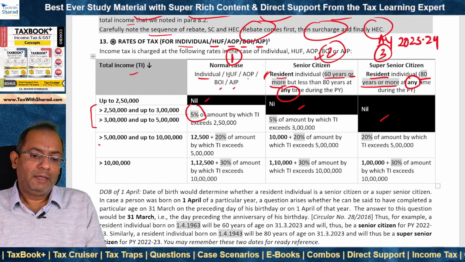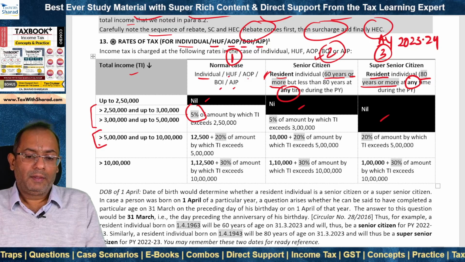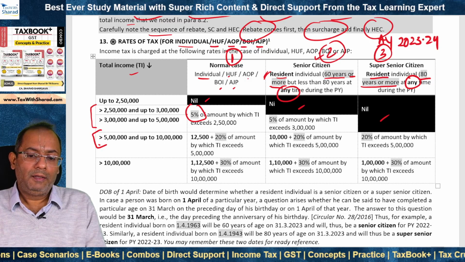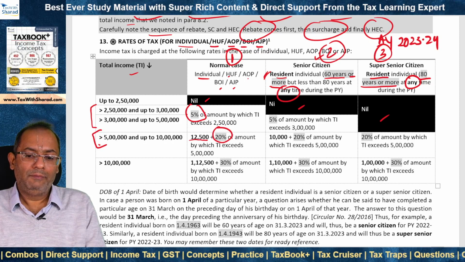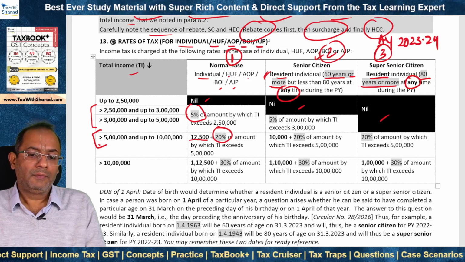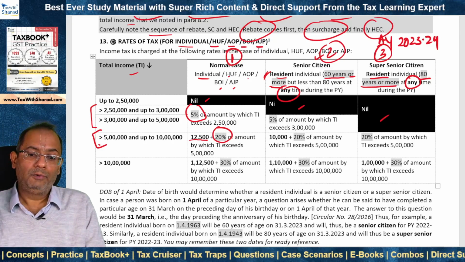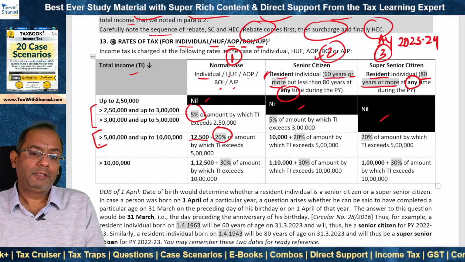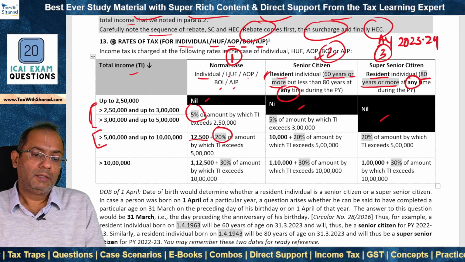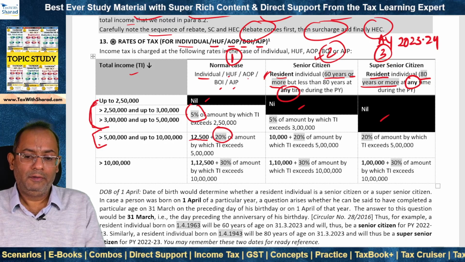Where the total income exceeds 5 lakh and it is up to 10 lakh, then the amount of tax is 12,500 plus 20% of amount by which the total income exceeds 5 lakh. So total income minus 5 lakh, 20% of that, and we add 12,500. What is 12,500? It is actually the amount of tax pertaining to this range of income. Therefore, we are adding 12,500 here.